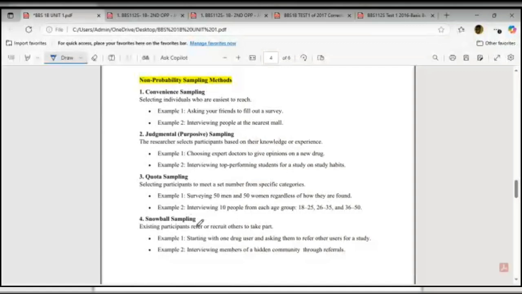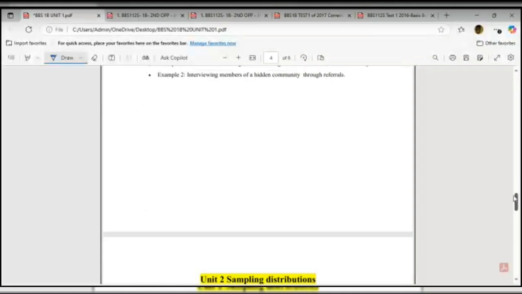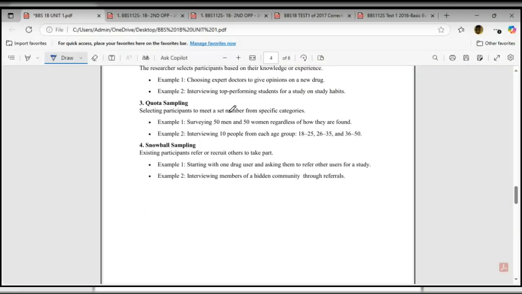Then finally, snowball sampling. You get one person, then the person that you select recruits another one. Let's say I want to get students. So I get one student, then I tell that student to get another student, and so on. That is what we call the snowball sampling method. You get the referrals. So these are the non-probability sampling methods. Once you have mastered that short video, you have covered everything you need to know under Unit 1.